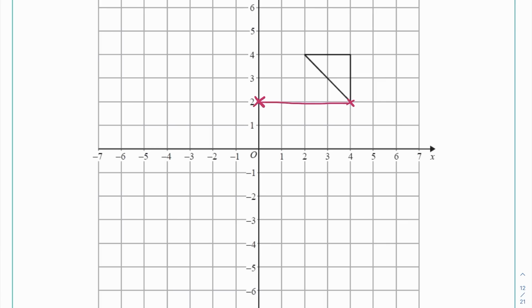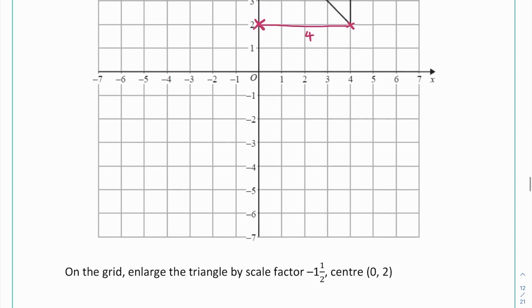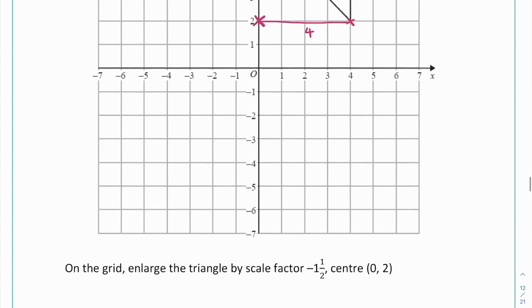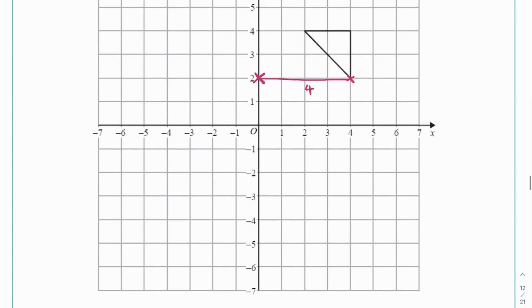Now you can write this using the vectors, or you can just do it by hand. I tend to just do it by hand. So that's 4 to the right. Now with a negative enlargement, we go in the opposite direction, but also multiplying that by whatever the scale factor is, in this case 1.5. So 4 times 1.5, which you can do on your calculator, comes out as 6. So I need to go 6 to the left, so 1, 2, 3, 4, 5, 6, and that corner's going to go there.